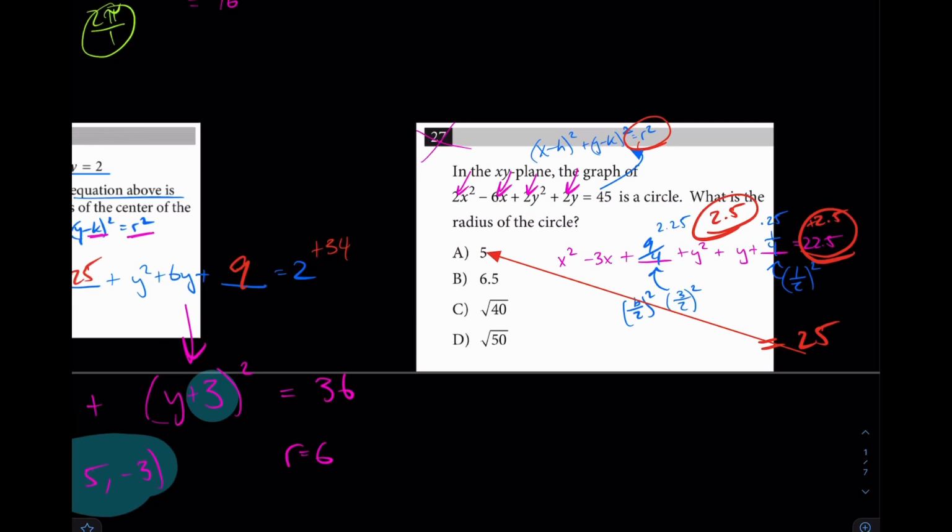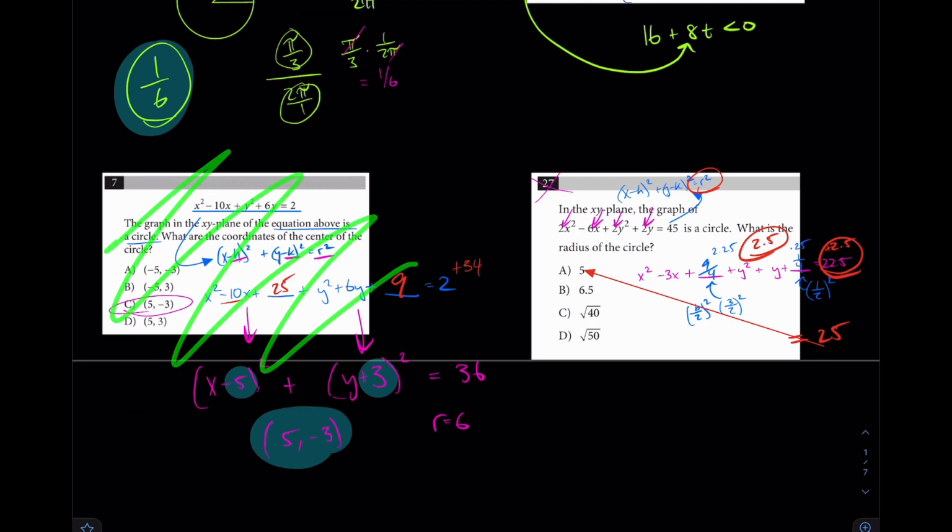That's a skill that shows up really frequently. In fact, like I said, it showed up just a few months ago.